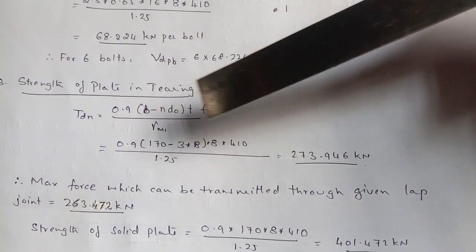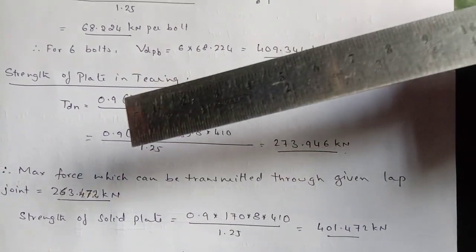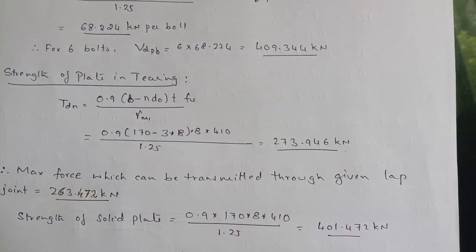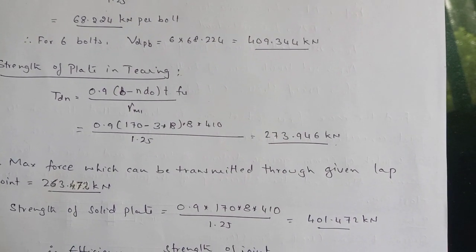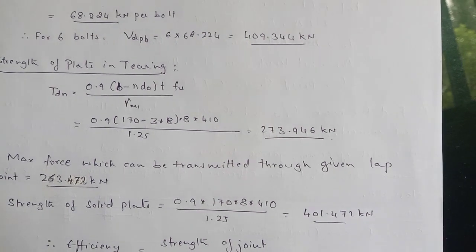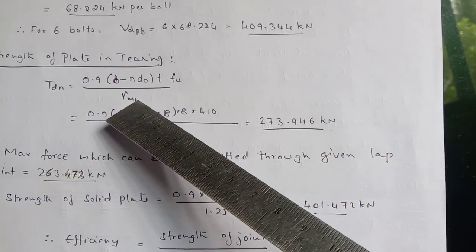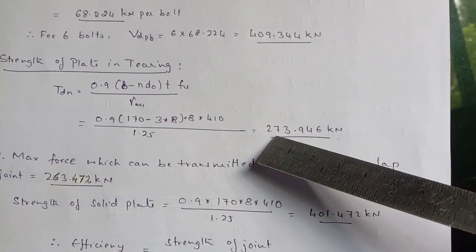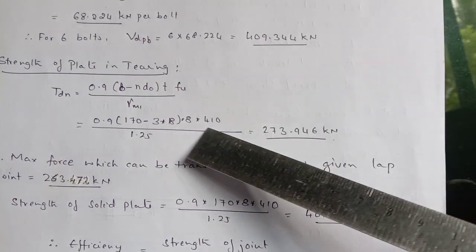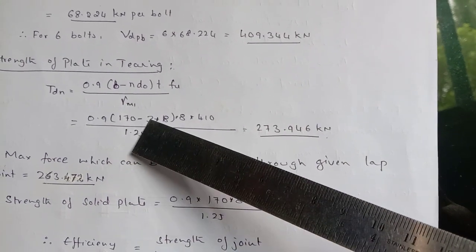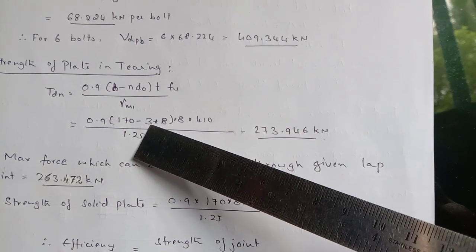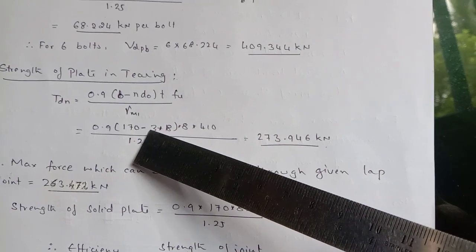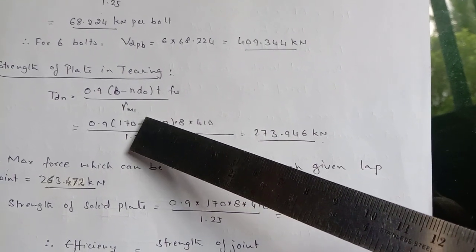Therefore, strength of the plate in tearing or tension capacity of the plate is given by TDN equal to 0.9 into B minus N D naught into T into Fu, where B minus N D naught into T is nothing but AN. So upon substitution, we get 273.946 kilonewton. Here you may get a doubt why N equal to 3. Because we have totally 3 bolts in the section considered for tearing, or simply we can say there are 3 rows, so 3 will be the value of N.